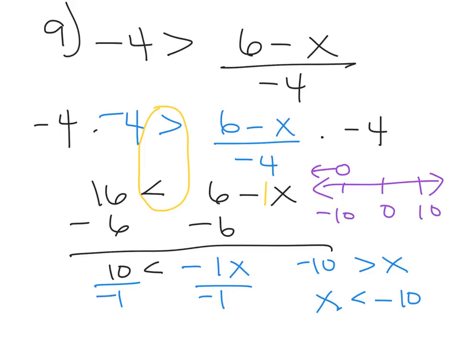Then I subtracted 6 from both sides and got 16 minus 6 is 10. I divided both sides by -1 and I had to actually flip it again, so here is less than, it became greater than. And then I had to flip one more time because the variable was on the wrong side, so it's x is less than -10.